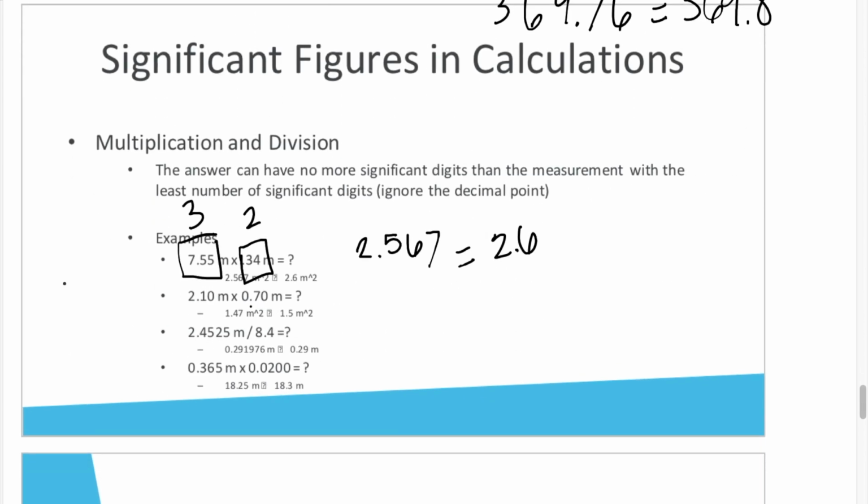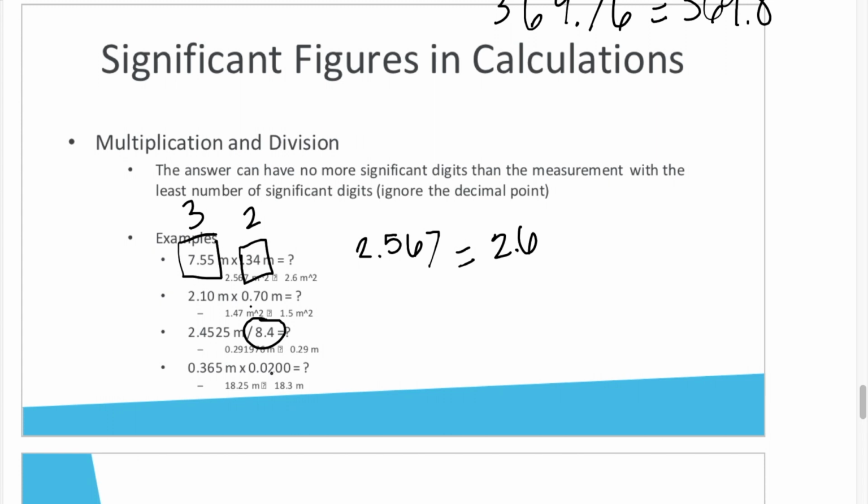So for 2.10 times 0.70, 0.70 has 2 significant digits because this 0 counts because it's a trailing 0 that has a decimal place. And this first 0 doesn't count because it's a leading 0. So this one has 2 decimal places and this one has 3. So we're going to round off our final answer to 2 decimal places because that's the limiting factor. 2.4525 divided by 8.4. 8.4 is our limiting factor. It's got only 2 significant digits, so we're going to round off to 2.